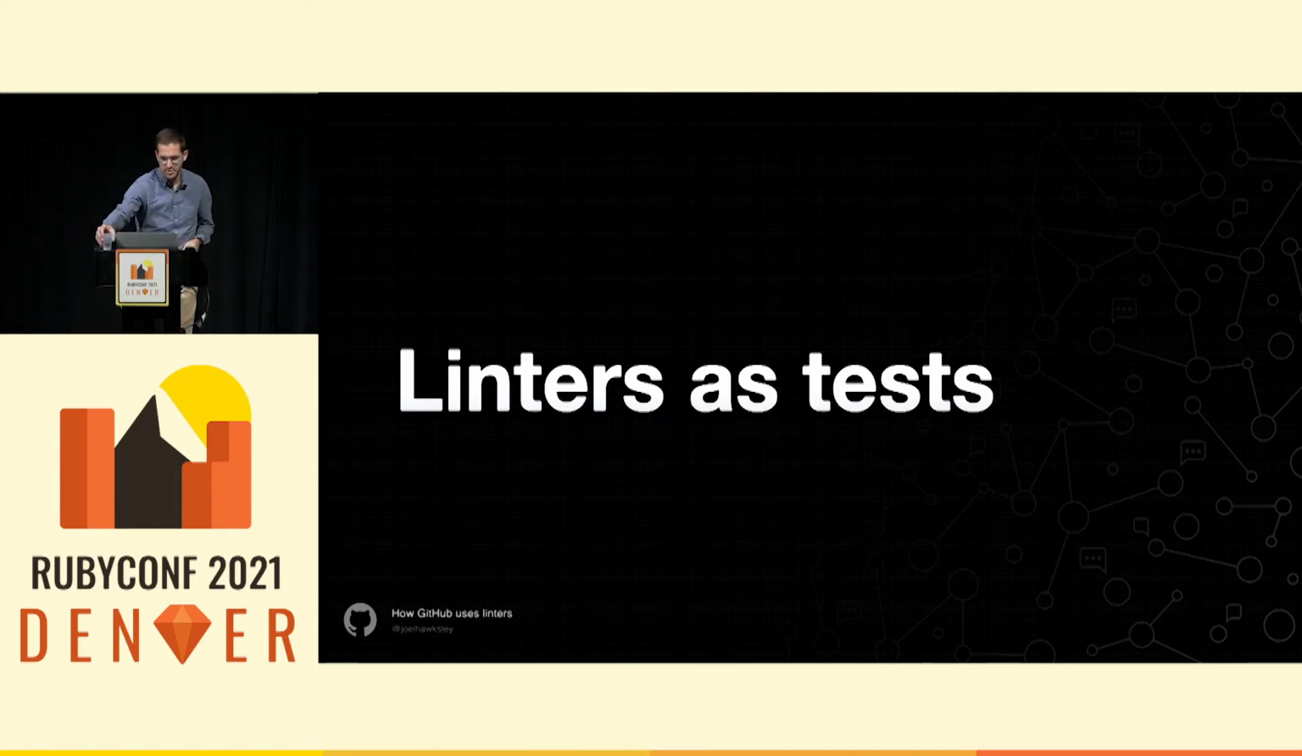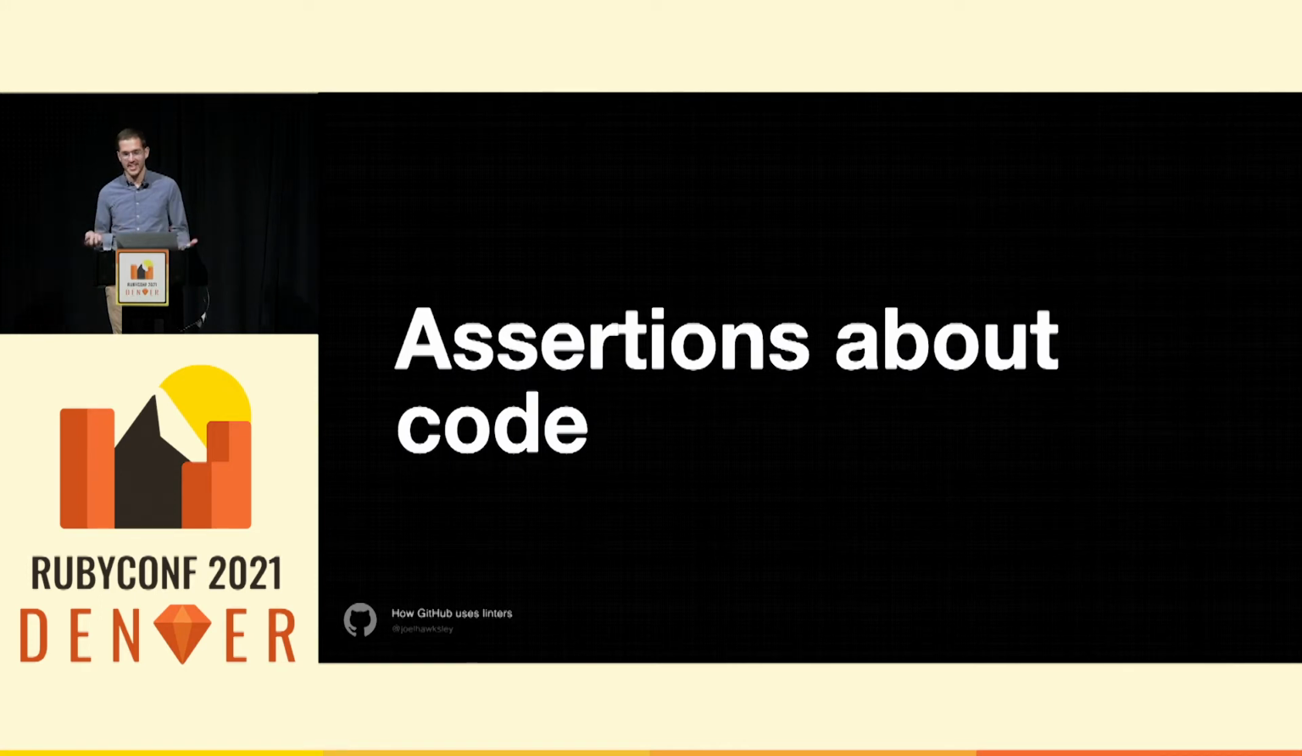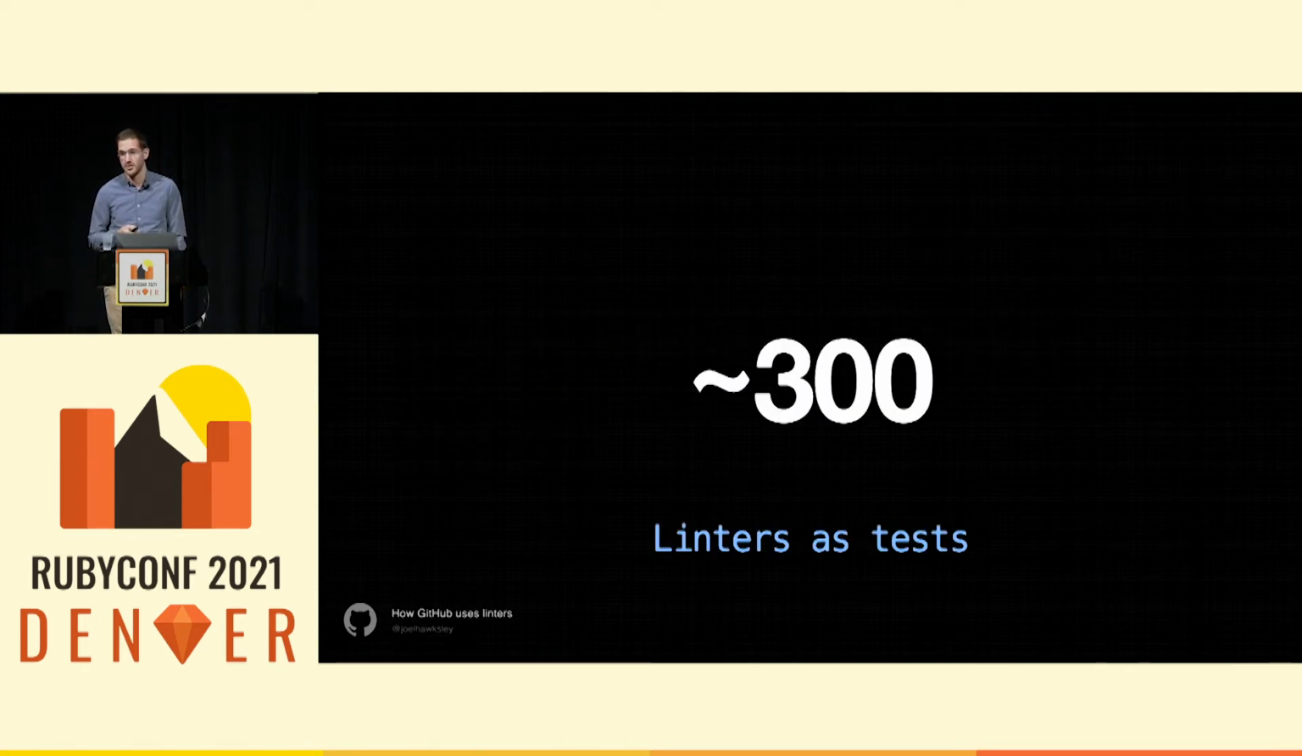Another way we write linters that I had never seen before coming to GitHub is that we just write tests that happen to be linters, literally using Minitest, which is wild to me. Some people have told me that this is common. I'd never seen it before. These are literally just tests that make assertions about the static state of our code base. We have hundreds of these. I actually think it's way more than 300 at this point.